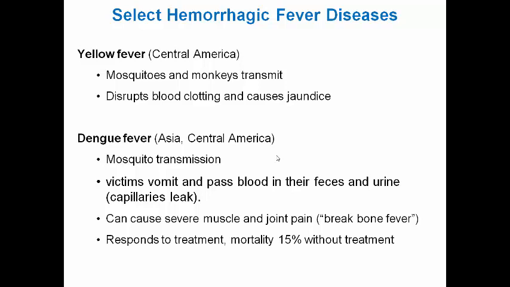Dengue fever is in Asia and Central America. It's also transmitted by a species of mosquito. The victim is vomiting, passes blood in their feces and urine. They have lots of blood leaking from capillaries. It causes severe muscle and joint pain, and it's known as break bone fever because the pain is so severe it feels like your bones are breaking, even though they're not. Dengue fever responds very well to treatment. It's got a mortality rate of about 15% without treatment, and with treatment, it's less than 1%.